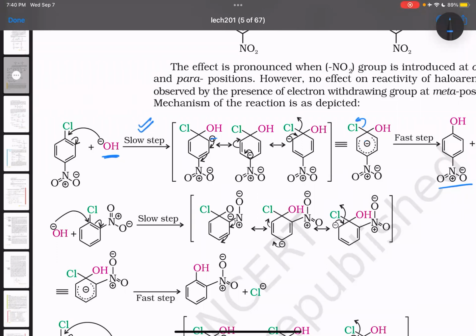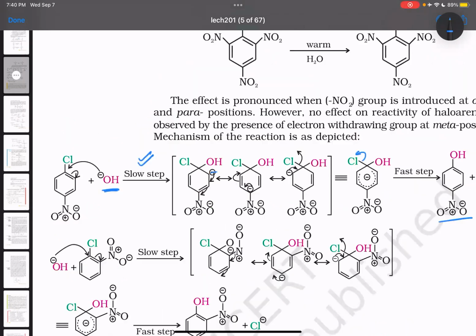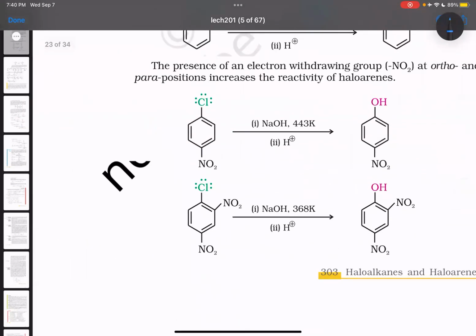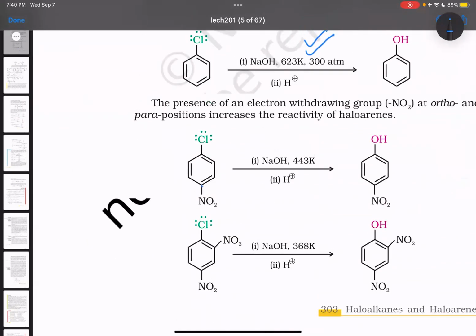this OH minus needs to have a lot of energy to come in and get connected to the carbon of the benzene. And there is one more pattern which you can notice here. Suppose you have NO2 groups connected at ortho and para positions. These are ortho positions. This is the para position. Then the reaction is becoming easier and easier. Can you see? Can you notice it?